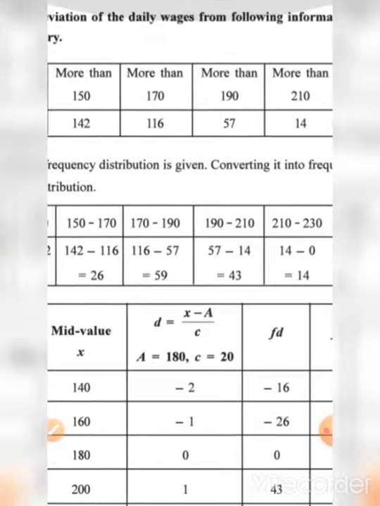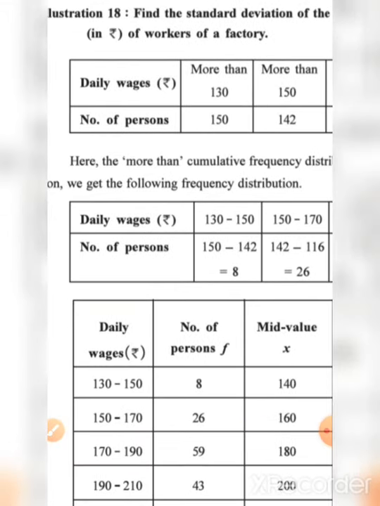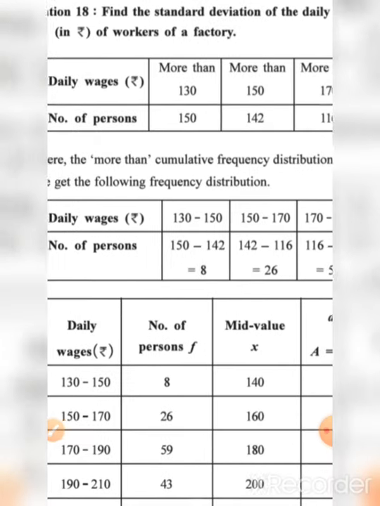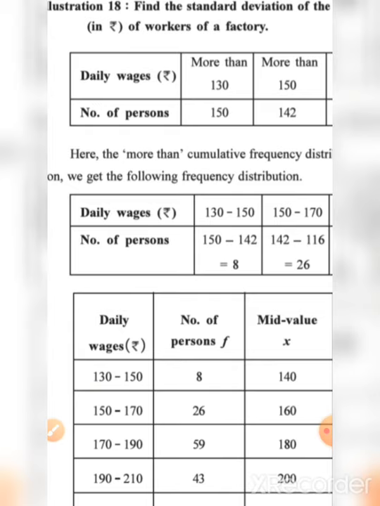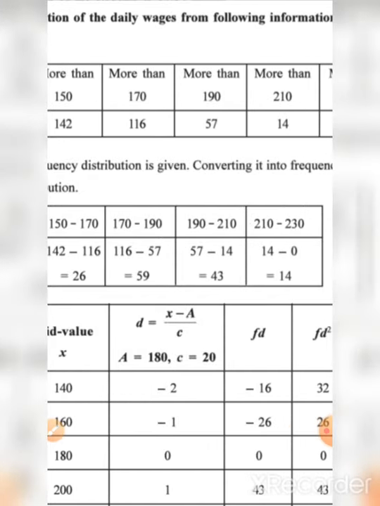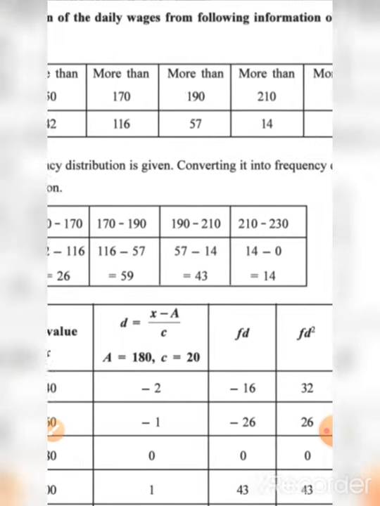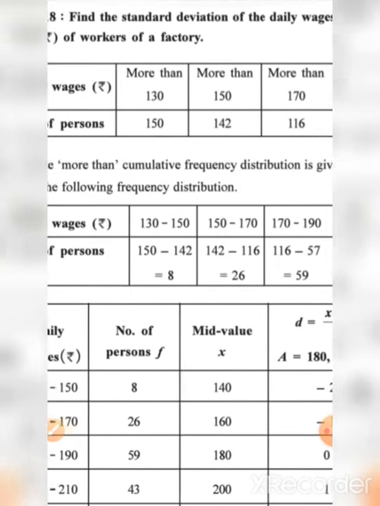Now over here, the more than type of cumulative frequency distribution has been given to you. Even the number of persons has been given to you, but the more than type of cumulative frequency distribution has to be converted into the normal continuous frequency distribution. Over here, one thing you will notice, if you see the row of daily wages: more than 130, more than 150, more than 170, more than 190, 210, and 230. You will find the differences between the numbers are of 20.